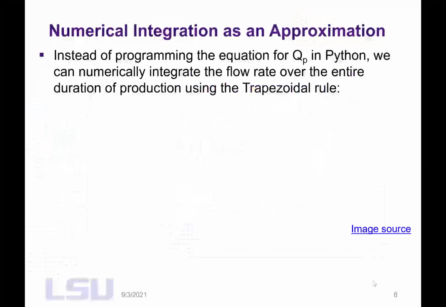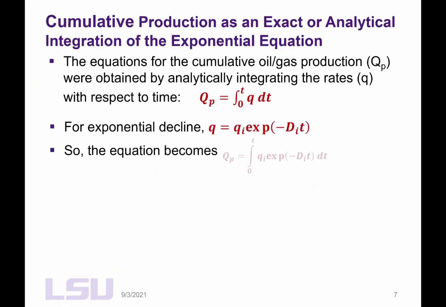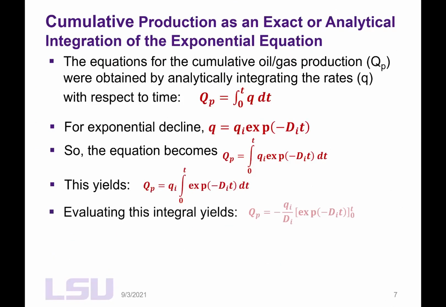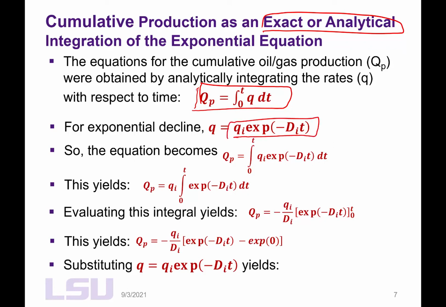So having gone through this procedure, it should be clear to you all now that cumulative production is basically an integral of your flow rate. Now we went through this integration analytically. So this is an analytical integration because it's easy to evaluate the integral of this function.